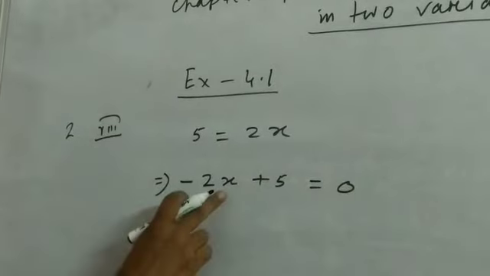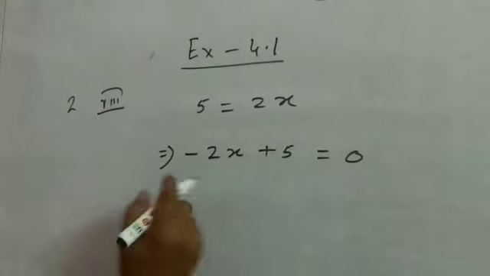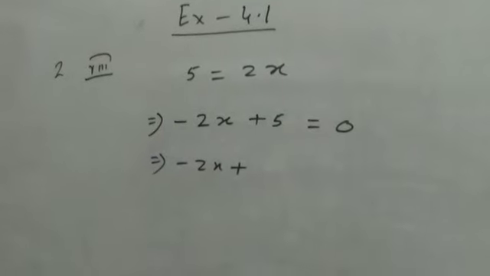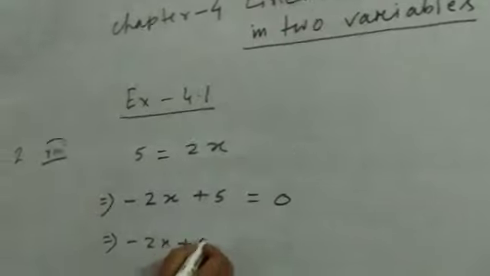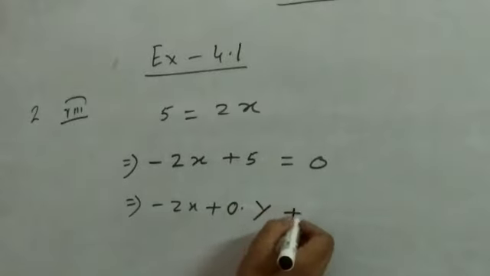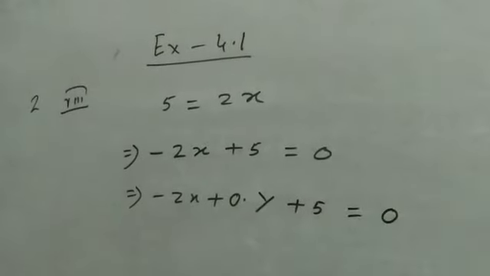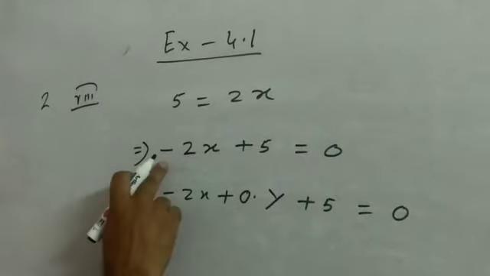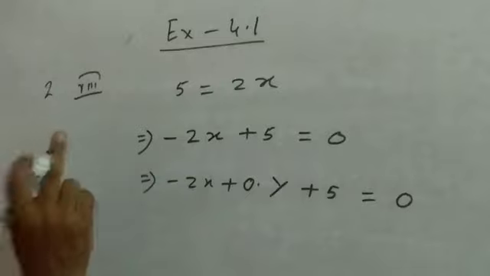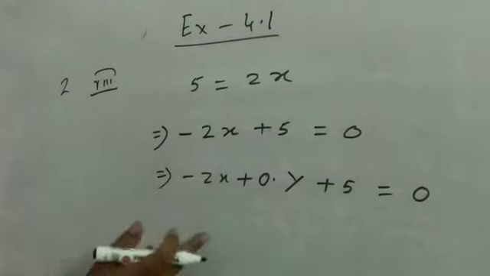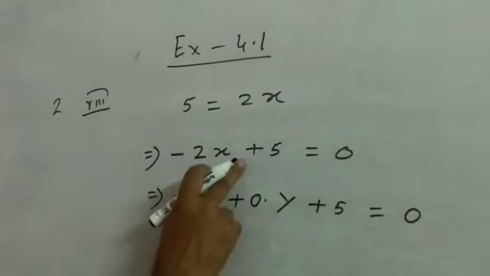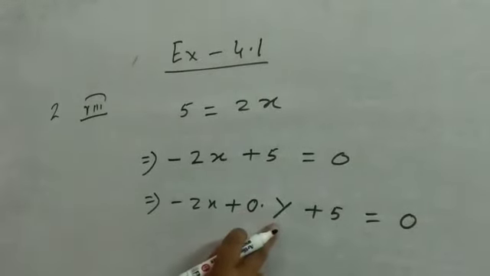But here one variable, y, is missing. But you have to express it in that variable, minus 2x. Here the y variable is missing. So you will write 0 into y plus 5 is equal to 0. Because you see 0 into y is 0 and 0 plus 5 means again we will get this term. If any one variable is missing, that variable you should express as 0 into that variable. Here y is missing, so we have to express 0 into y.